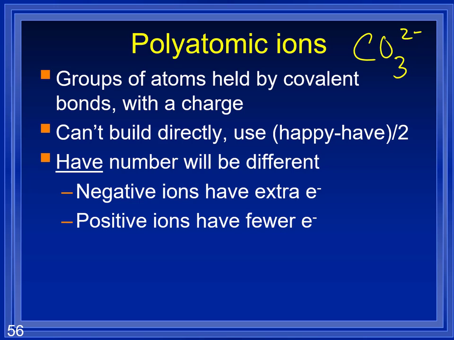If it's positive, the way you make a positive ion is you lose electrons. Right? So if I've got a positive 2 charge, those atoms in this thing must have lost 2 electrons to something else.